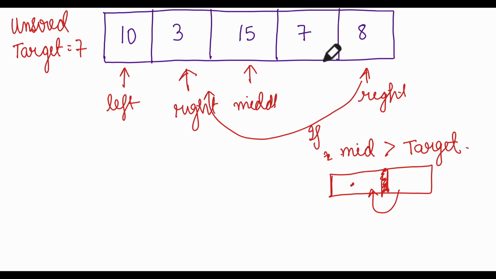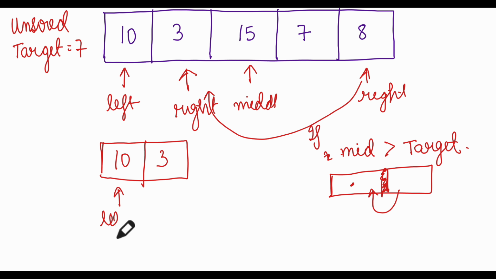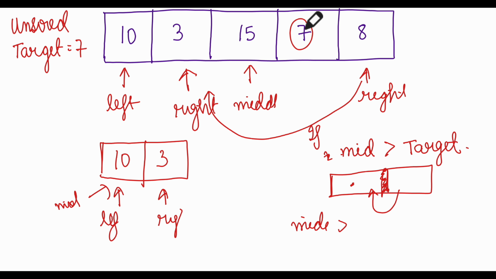Now technically you have to search for 7, but you are already out of the scope of 7. You are now only left with 10 and 3. Now let's say you further do the search with these. You'll further split it. This will become your new left pointer, this will become your right pointer, and this will further become your midpoint as well. Because again your midpoint is greater than your target, which was 7, you will again move your right pointer from this to here.